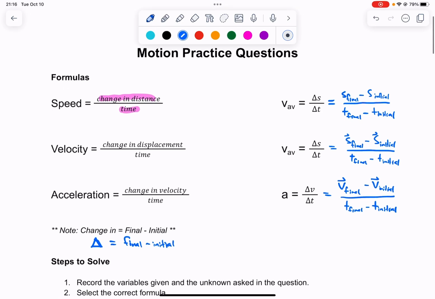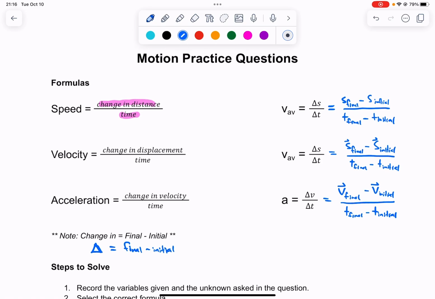Here with velocity, as you have learned, velocity is a vector quantity, so it has to have a magnitude and a direction. So that's the final displacement minus the initial displacement divided by the final time minus the initial time. Acceleration is also a vector quantity, so I have the change in velocity over the change in time. So final velocity minus initial velocity divided by final time minus initial time.